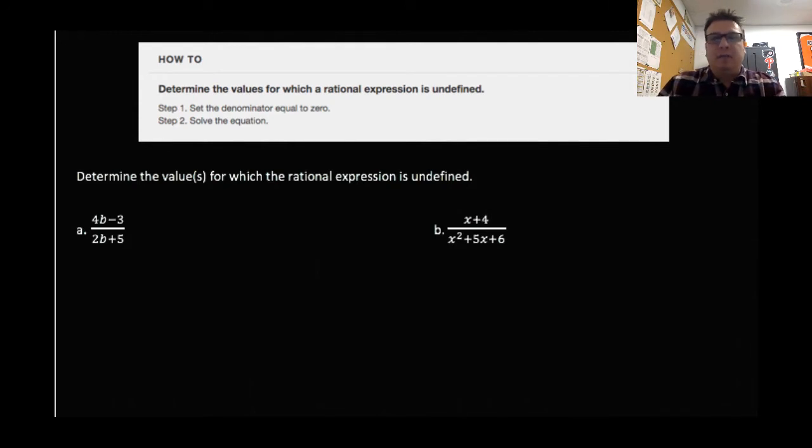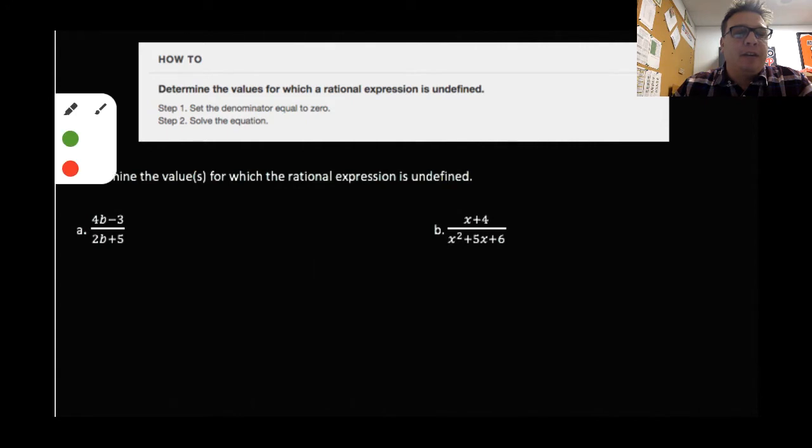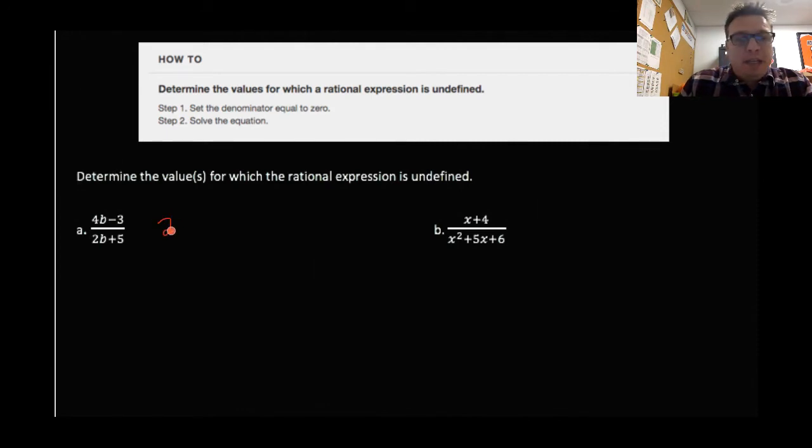So taking a look at the very first expression that we have here, our denominator is 2b plus 5. I want to set that equal to 0. So in order to do this, of course, I have to subtract 5 from both sides, and I end up with 2b is equal to negative 5. And then divide both sides by 2, and I end up with b equaling negative 5 halves.